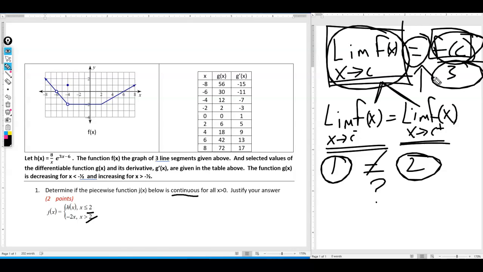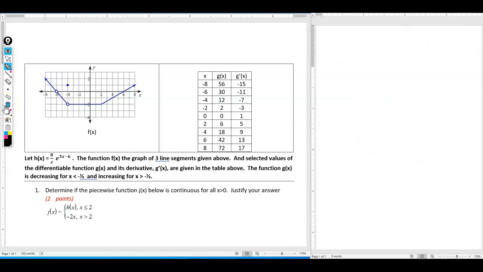So there are those three things that we have to test in order to do this. So let's go ahead and begin. I think I'm going to go ahead and start with, first of all, looking at the fact that we need to determine if the piecewise function is continuous for all x greater than 0.